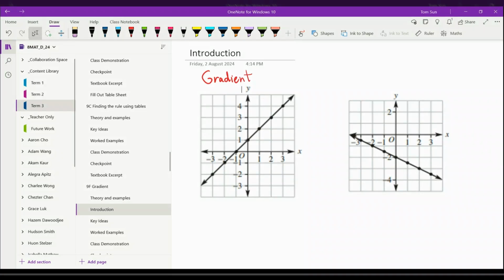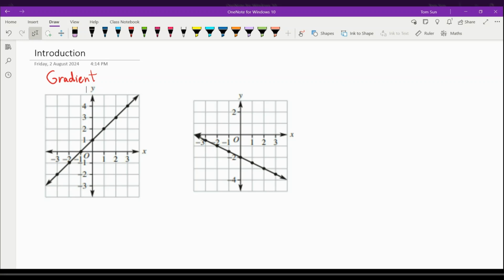Hello. Today we're going to be looking at a new topic, although the topic is heavily connected to what you have already done. That's why you can see on the page right now graphs that we've looked at in previous lessons. But we're going to be looking at this term called gradient. That's what we're going to be looking at today. In order for you to understand what gradient means, we need to see lines on a Cartesian plane.